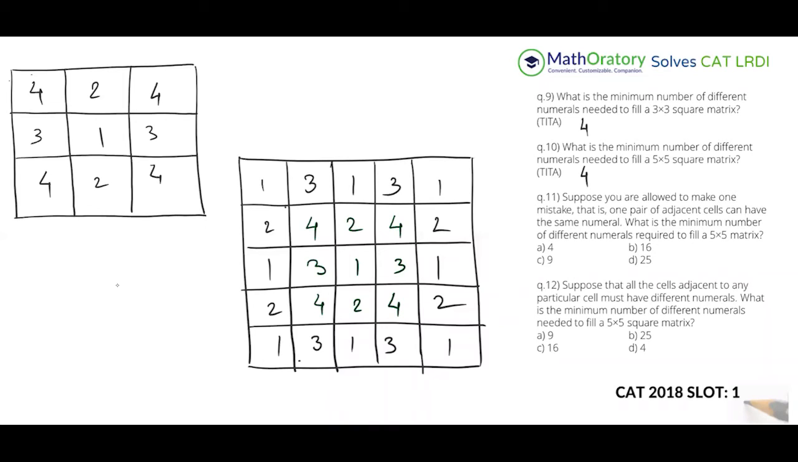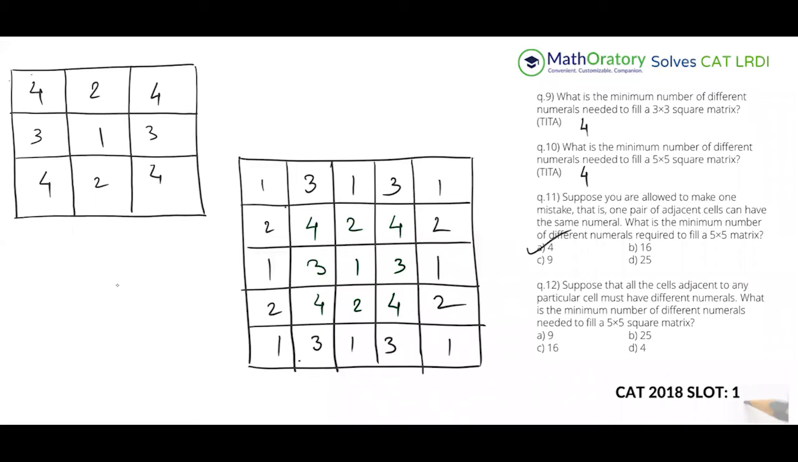Okay, now question number 11. It says, suppose you're allowed to make one mistake, that is, one pair of adjacent cells can have the same numeral. What is the minimum number of different numerals required to fill a 5 cross 5 matrix? Now, I don't have to check this any which way, because look at the options here. None of the options are less than 4. I know without any mistakes, I can do it in 4. If I am allowed a mistake, that might reduce it. That cannot increase, right? Because a mistake is allowed. Without any mistake, I'm solving it with 4 numerals. So with a mistake, it will be either 4 or less than 4, right? Because 3 is not in the options, the answer has to be 4.